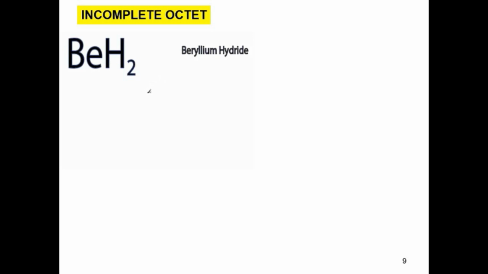Hi, this is Dr. B. Let's do the Lewis structure for BeH2. On the periodic table, beryllium has 2 valence electrons, and hydrogen has 1, but we have 2 hydrogens, so we have a total of 4 valence electrons. Put beryllium here, and hydrogen will go on the outside. So we've got 4 valence electrons.